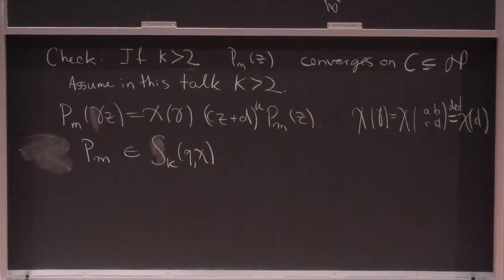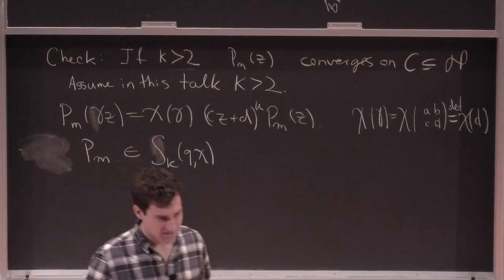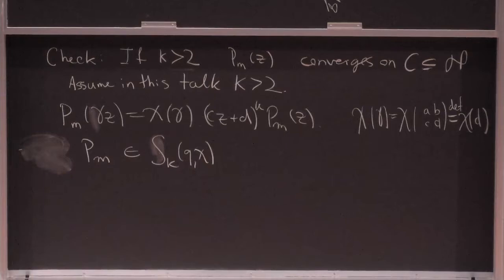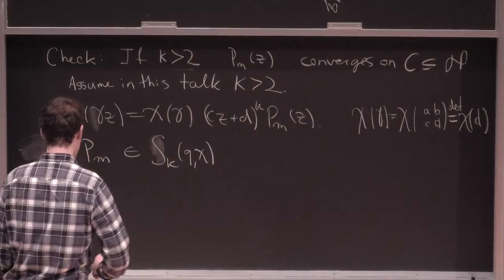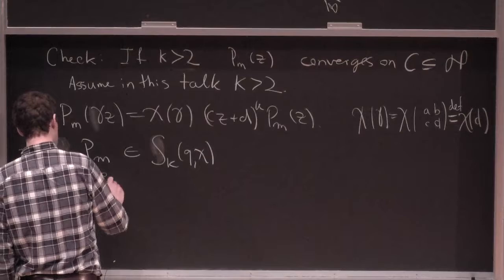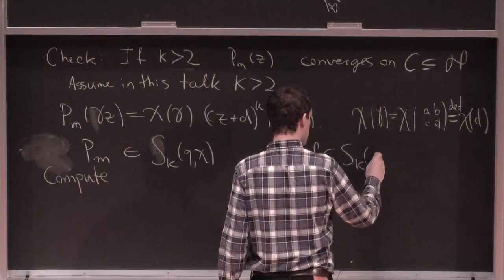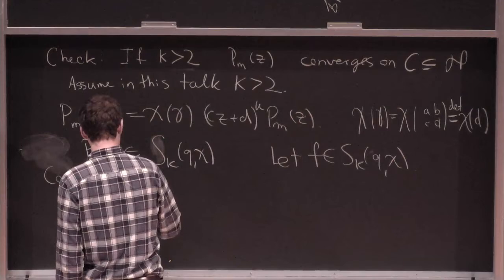Okay. So then it's a short, nice computation to show that this Poincaré series actually satisfies the property here, which I said is why we care about it. And so this is something known as the unfolding technique. So we compute. Maybe I'll say let f be in S_k(Q, chi). Compute f against P_m by the unfolding technique.